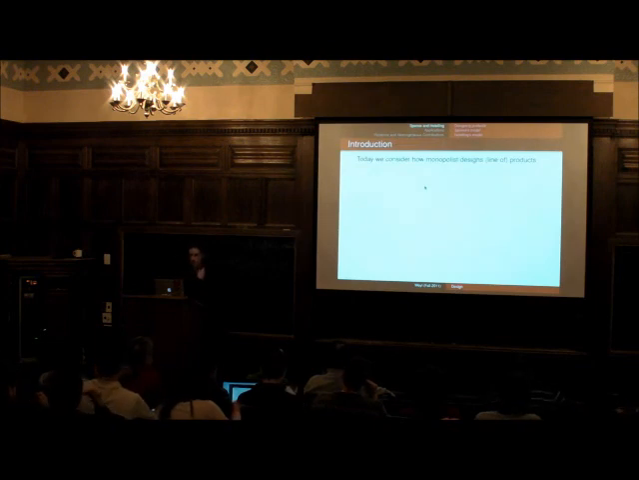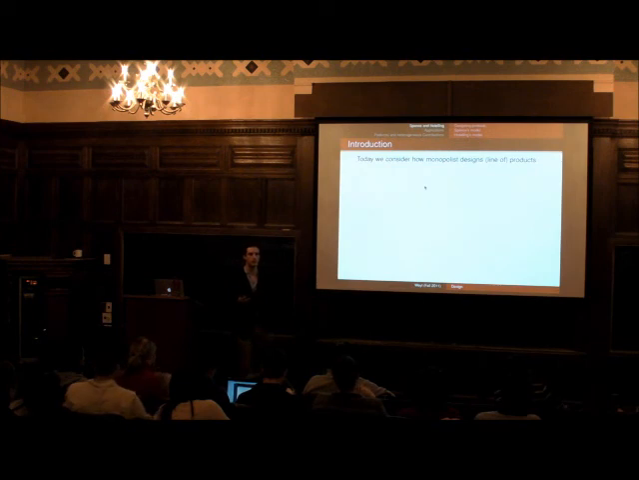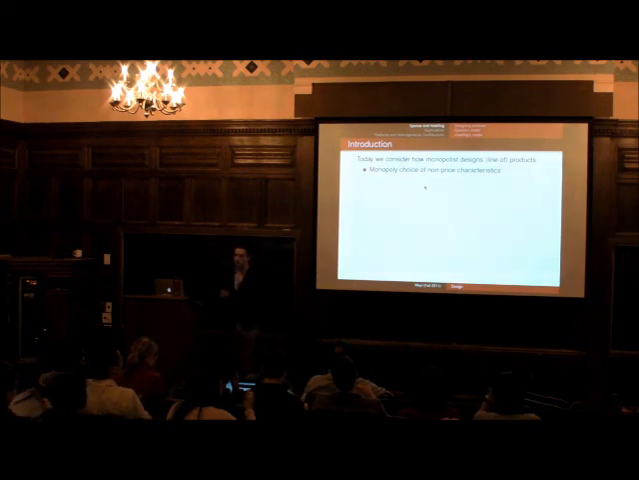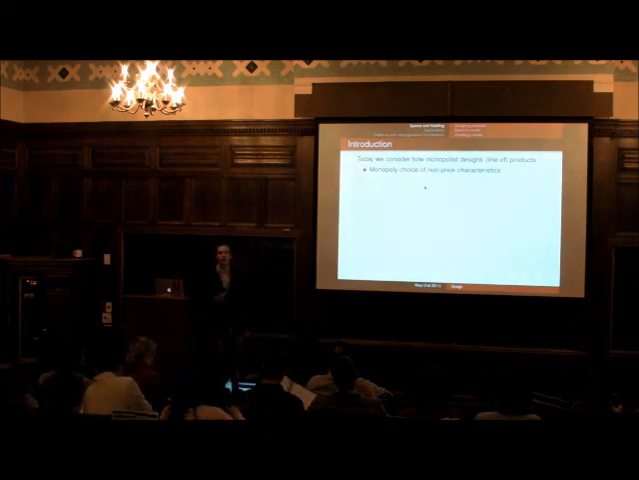So today we're going to talk about, so we talked about monopolies and how they price, how much they produce, and today we're going to talk about how they design the products that they sell. So in particular, we're going to talk about the monopoly's choice of non-price characteristics.